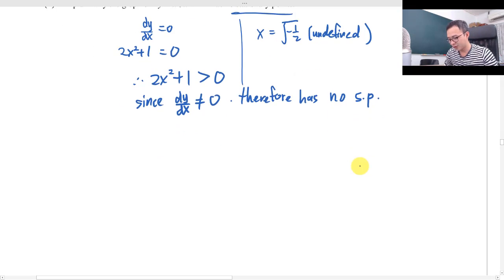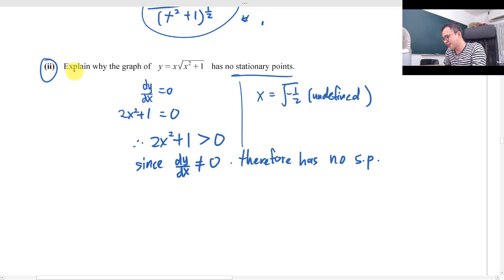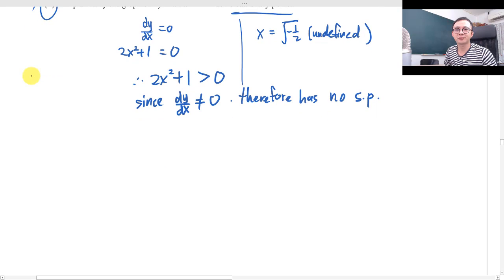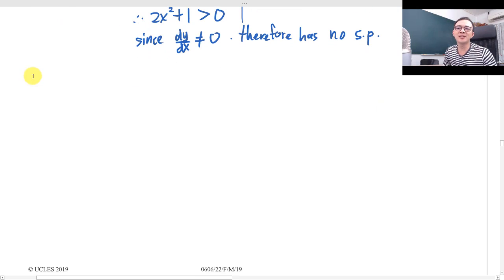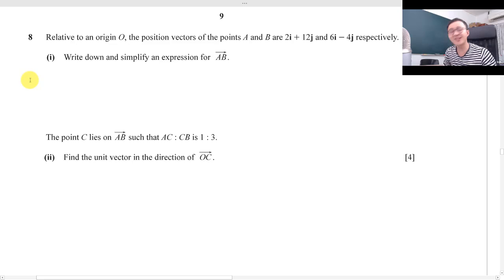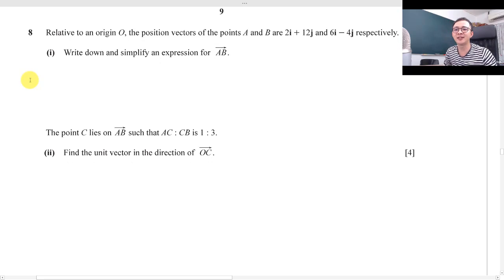So I say this kind of question is considered quite hard, because there's a lot of explaining part here. Yeah, you can say that. As long as your explanation makes sense, you should easily get the mark here.